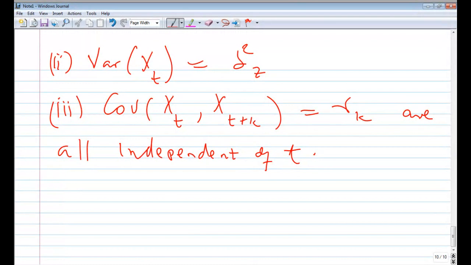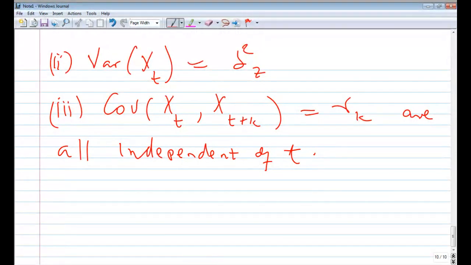But we are not saying that when you calculate the expected value, you have to get a mu. You can get a constant, you can get a value 1, 2, 3, as long as that value doesn't depend on t. So here we are just giving the scenario where the mean is mu, where the variance is sigma squared Z, where the covariance is gamma k. But all in all must be constant. It must not depend on t.